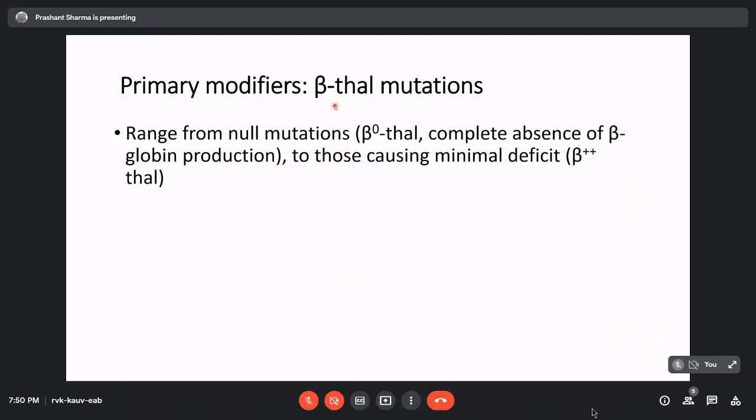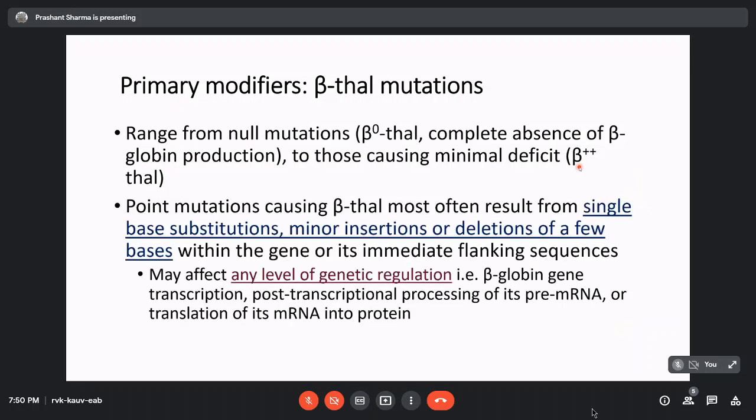Primary modifiers are the original beta thal mutation that a patient has inherited. So these can range from null or beta naught mutations, which I already told you are characterized by complete absence of beta globin production, to those that cause only a minimal deficit, that is the beta plus plus mutation. So the beta thalassemia mutations are typically a single base substitution or a minor insertion or deletion of a few bases.